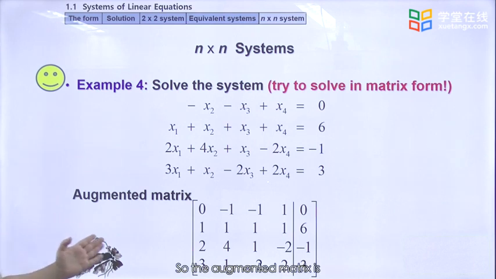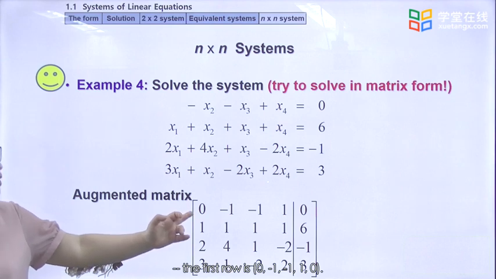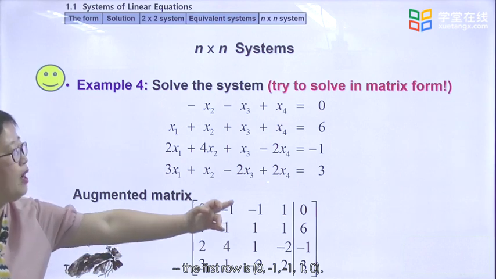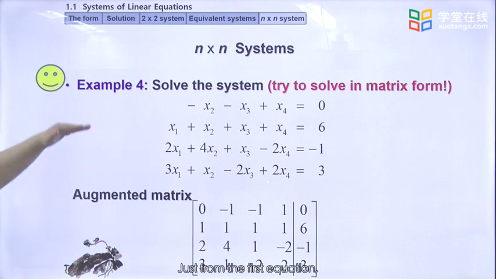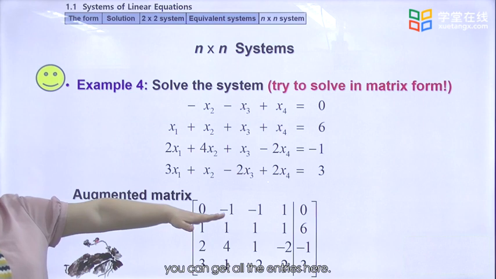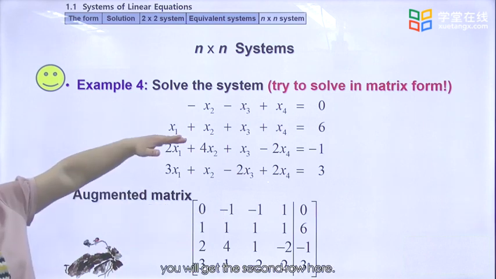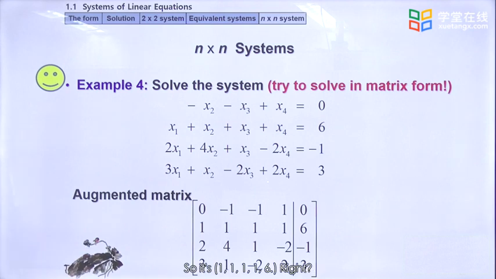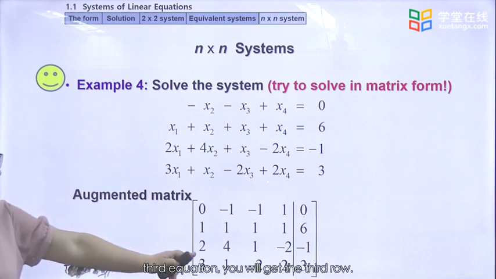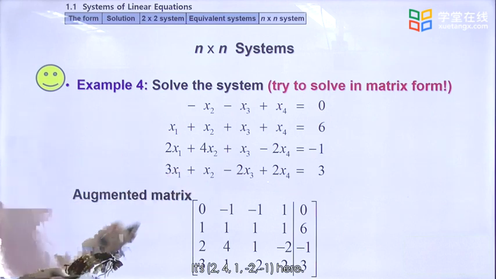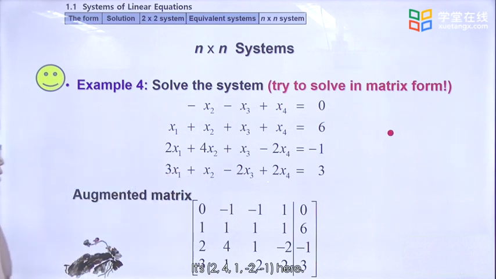The augmented matrix has first row 0, -1, -1, 1, 0. Just from the first equation, you can get all the entries here. And from the second equation, you will get the second row, so it's 1, 1, 1, 1, 6. From the third equation, you will get the third row, it's 2, 4, 1, -2, -1. And from the fourth equation, you'll get 3, 1, -2, 2, 3. So this is the augmented matrix.